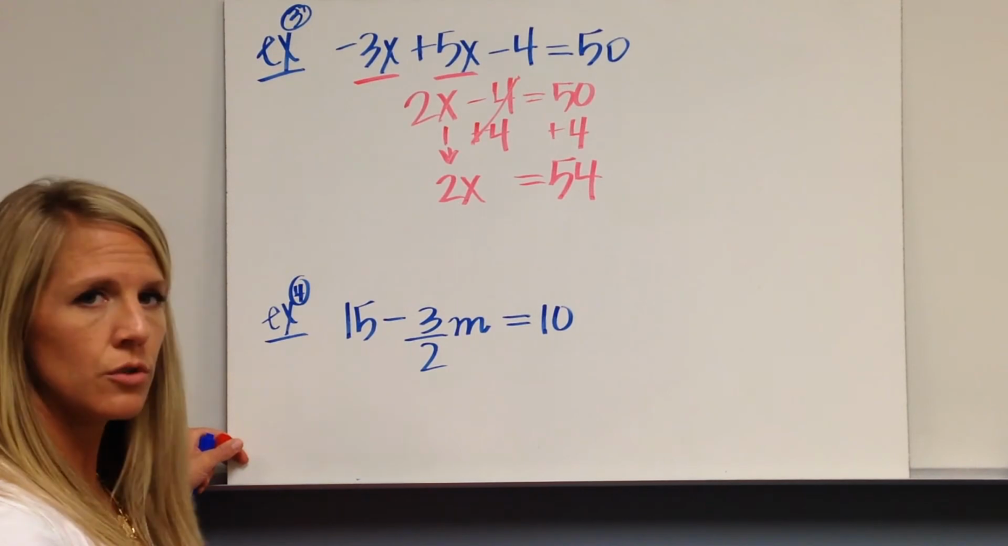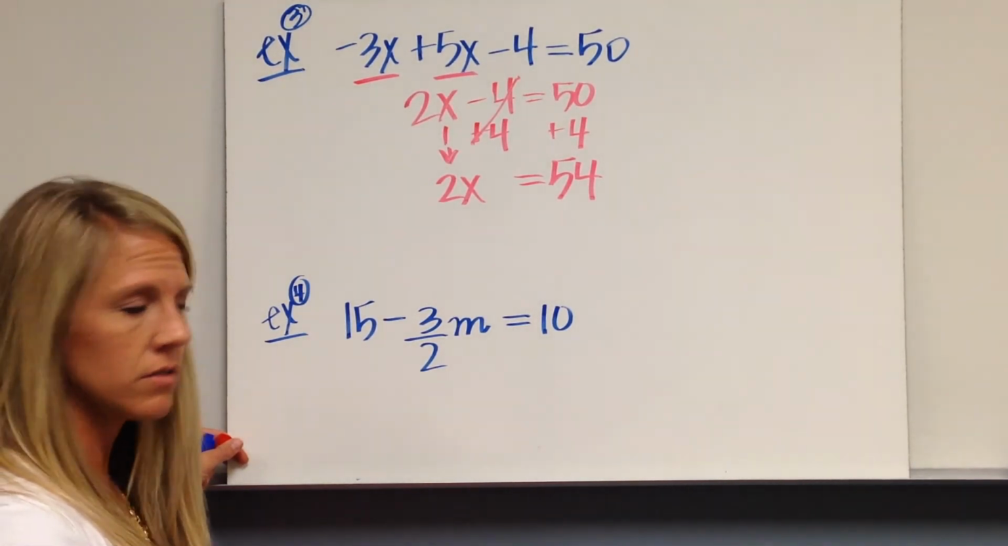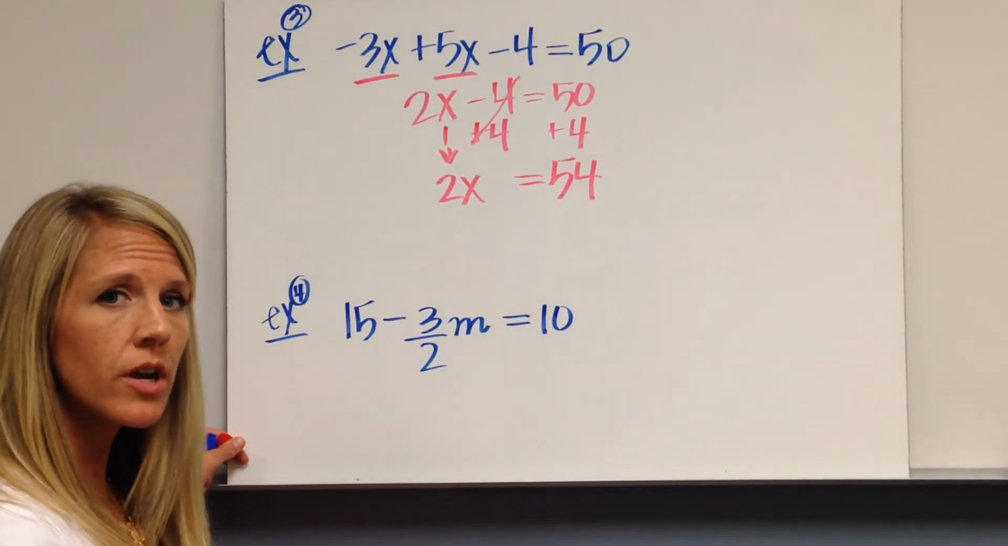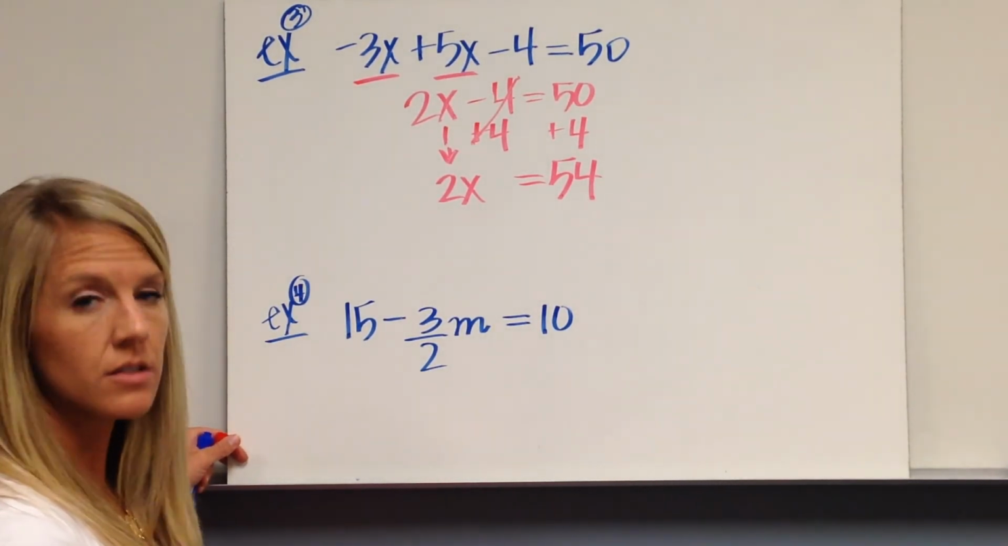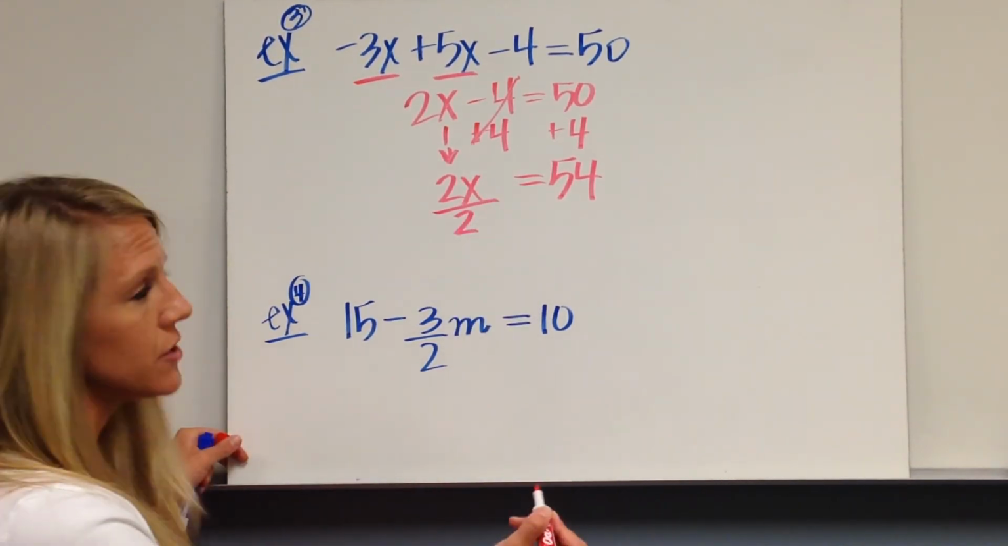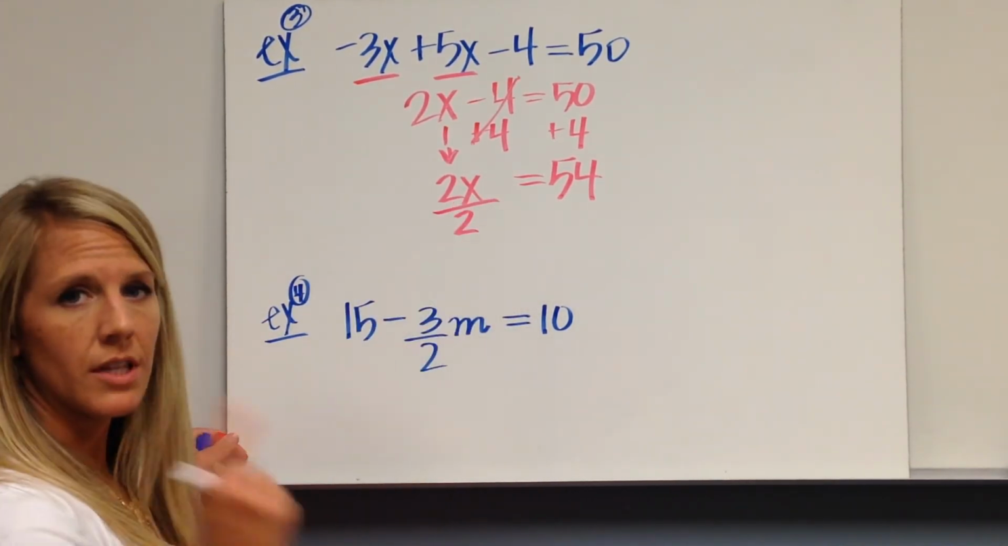2x means 2 times x. Or when I multiply x by 2, I get 54. So how do I undo multiplication? Yes, divide. So 2 times x, I need to divide by 2. Why am I dividing by 2? Because 2 divided by 2 is what leaves me with 1.